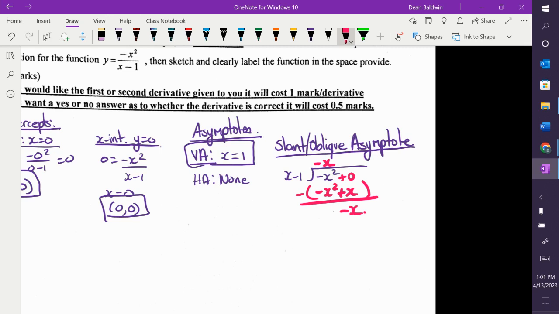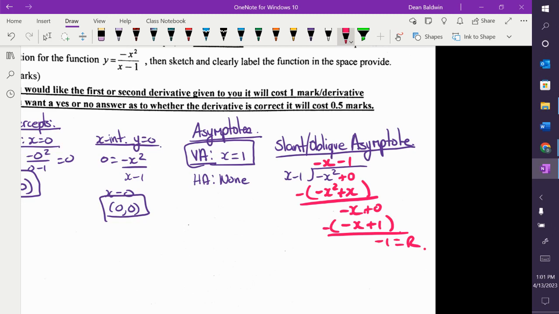What do you multiply x by to get negative x? Negative 1. And then you can do it again. You get negative x plus 1, that'd be plus 0. But do we care about the remainder? We don't, but we'll do it anyway. I don't care what the remainder is, but you have to keep going until you get to the remainder, right? So at this point, you can stop. What is our slanted or oblique asymptote? It's the quotient, right? Negative x minus 1.